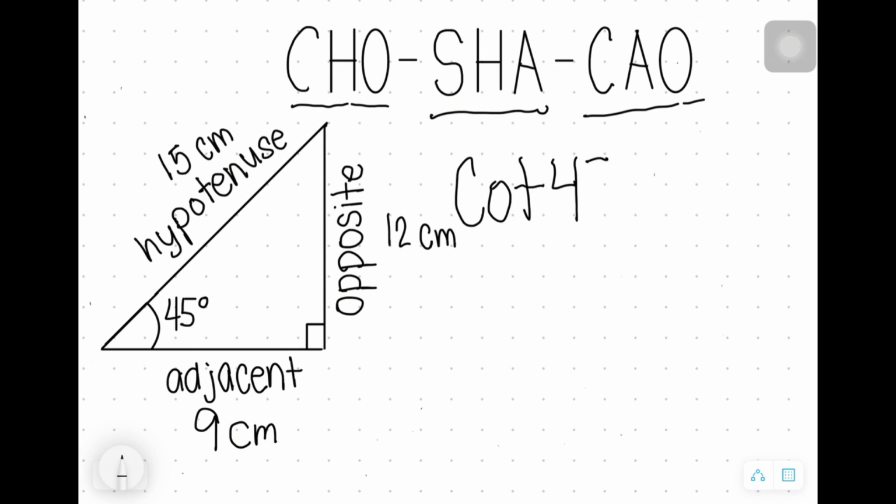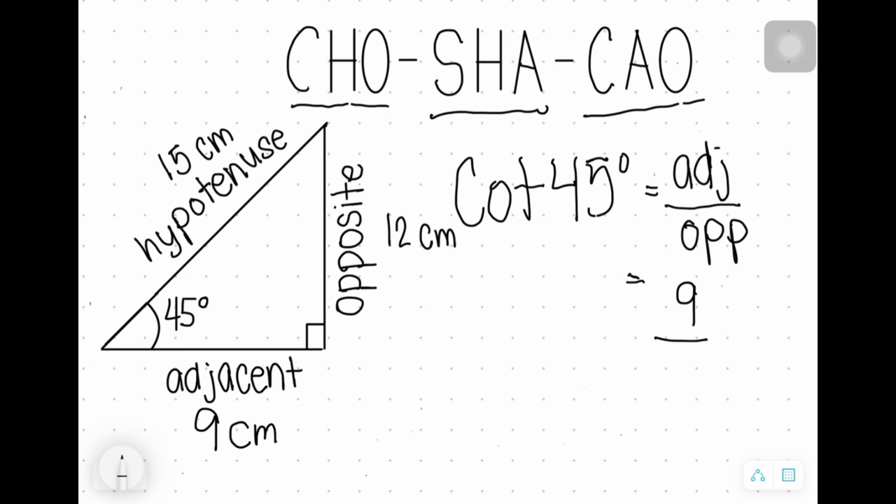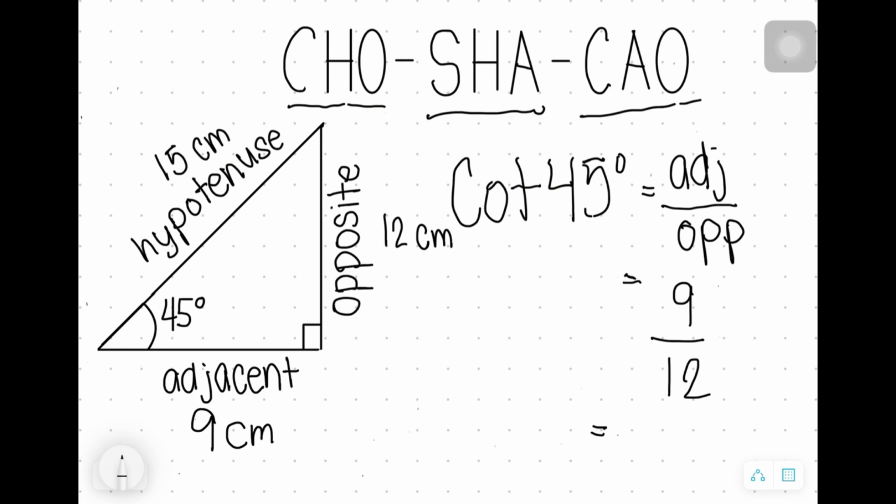Lastly, let's solve for the cotangent of a 45 degrees angle. Looking at the triangle, the adjacent side is 9 and the opposite side is 12. Simplifying, we get 3 over 4. Therefore, the cotangent of a 45 degrees angle is equal to 3 over 4.